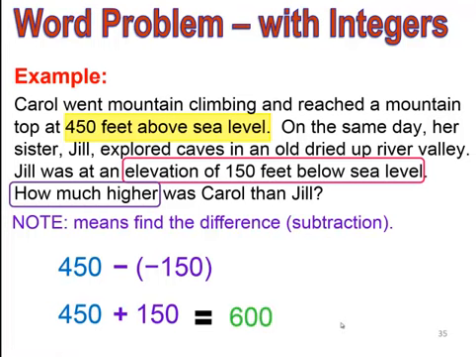And keep in mind that if Carol's on the top of a mountain and Jill is below the sea level, or below the mountain, that difference or that distance is going to be further rather than closer.